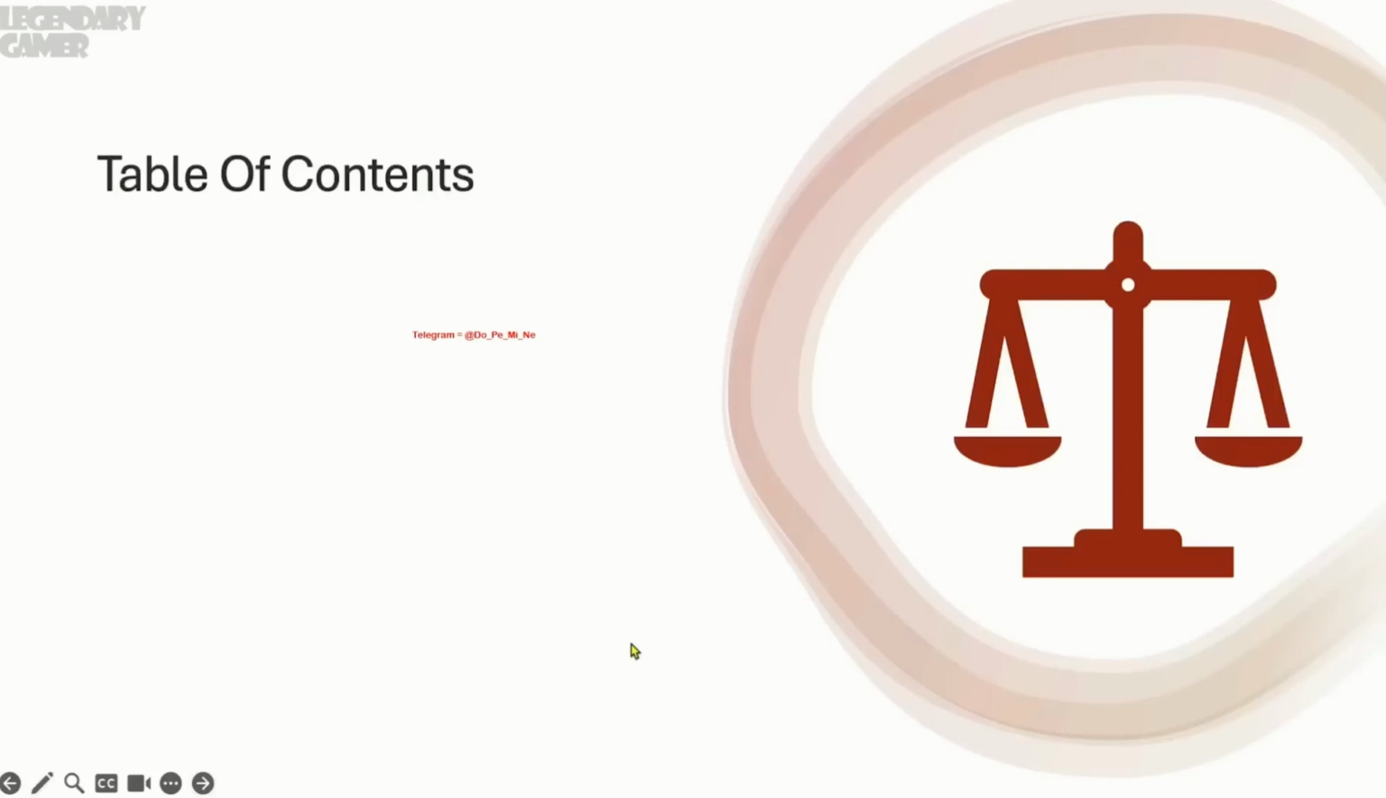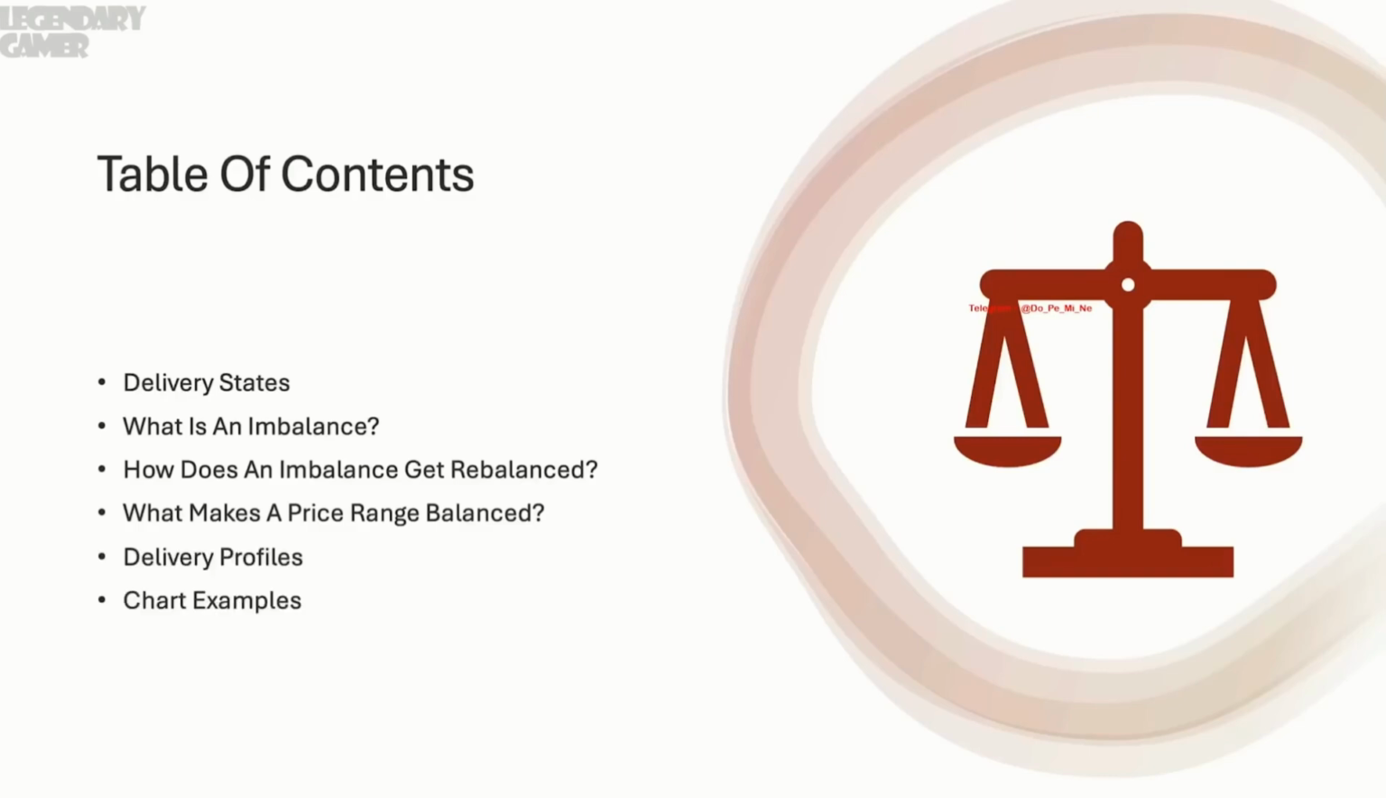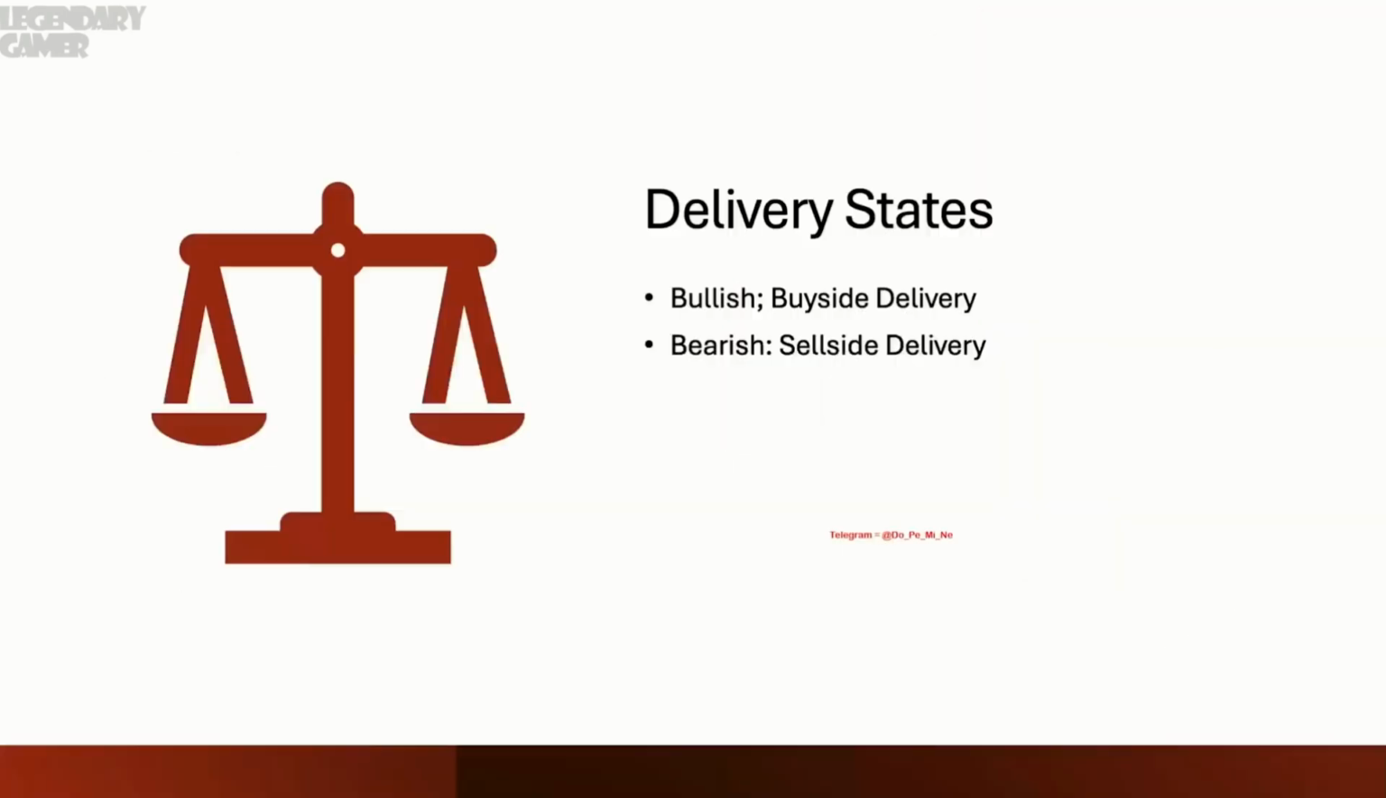Let's take a look at the table of contents for this lecture. We're going to first of all take a look at delivery states. Secondly, we're going to take a look at what an imbalance is. Thirdly, we will take a look at the question, how does an imbalance get rebalanced? We will then take a look at what makes a price range balanced. And we will then take a look at delivery profiles. And finally, we will be taking a look at chart examples.